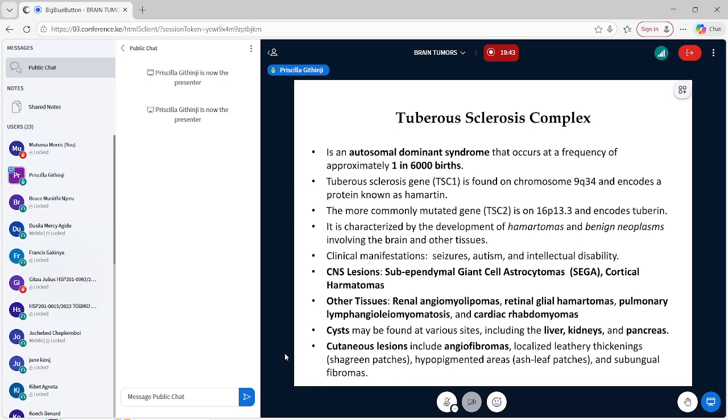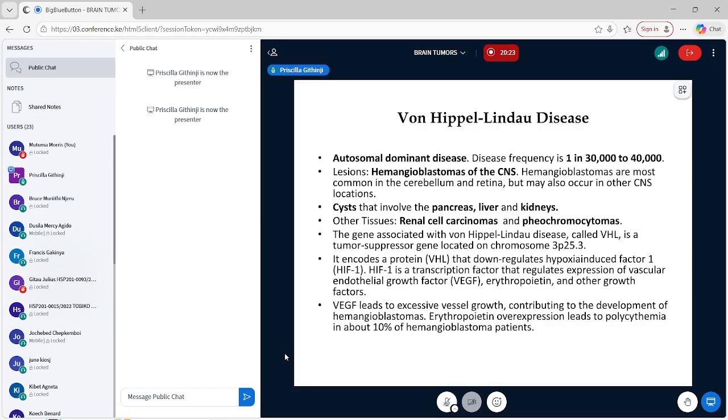For your tuberous sclerosis complex, also an autosomal dominant syndrome, found in about 1 in 6,000 births. So this is a bit frequent. For example, your subependymal giant cell astrocytoma, which we call SEGA, or cortical hamartomas, but they'll also have lesions in other areas, like they'll have renal angiomyolipomas, they'll have pulmonary lymphangioleiomyomatosis, or cardiac rhabdomyoma. So apart from the brain tumors, they also do have other lesions.